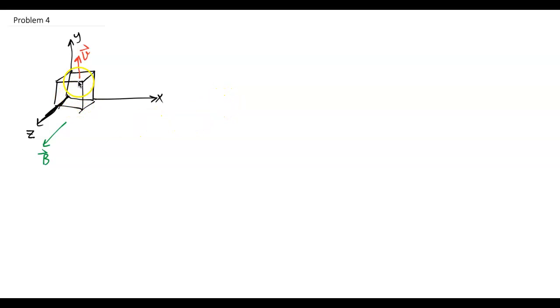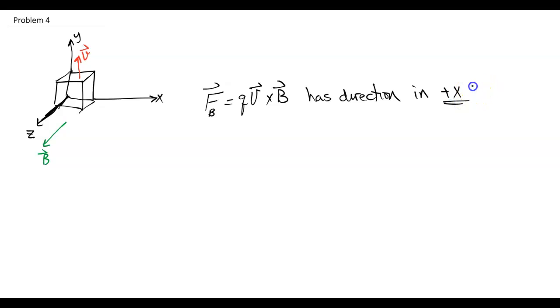So for this problem, we have a cube that sits on the coordinate system origin. It has a magnetic field in the positive z and a velocity in the positive y. So if we look at the equation for the force for the magnetic field, we see that the direction of it is going to be in the positive x direction. Again, this is by the right hand rule.